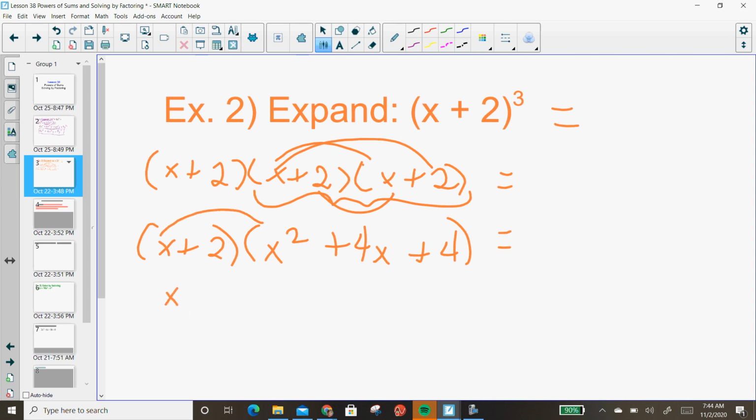Okay, then we are going to distribute term by term. X times x squared is x cubed. X times 4x is 4x squared. That's supposed to be a cubed, but you can't really tell. That's better. And x times 4 is a plus 4x.